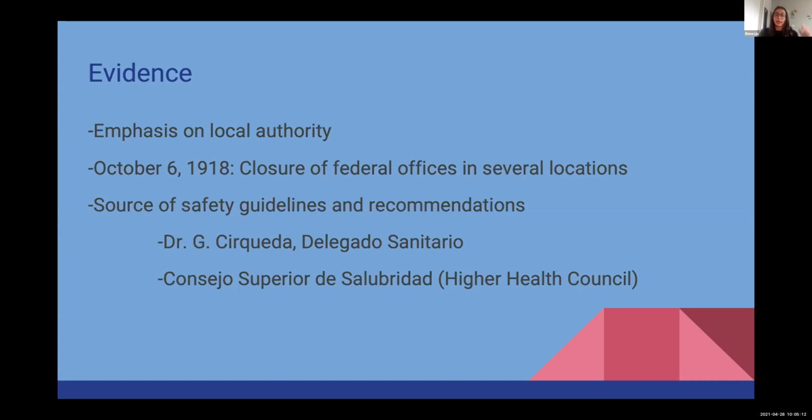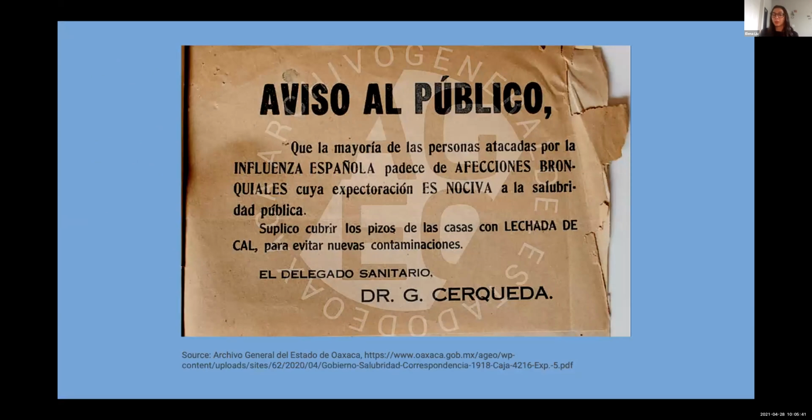Another important thing is the resources that were available for safety guidelines and recommendations. As it came across the northern border, we start to see in Mexico City, the capital, a lot of newspapers publishing information from the Higher Health Council about things we're very familiar with today: wearing a mask, staying away from people who are sick, things of that nature. However, by the time the flu reaches Oaxaca, a southern state of Mexico, around mid-October, they are asking, as we can see here, for guidelines to be published in their local paper from northern states rather than from the capital, which would have been much closer.